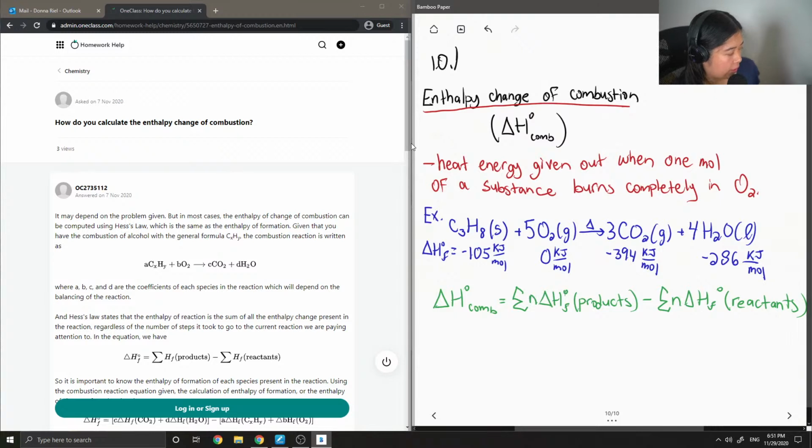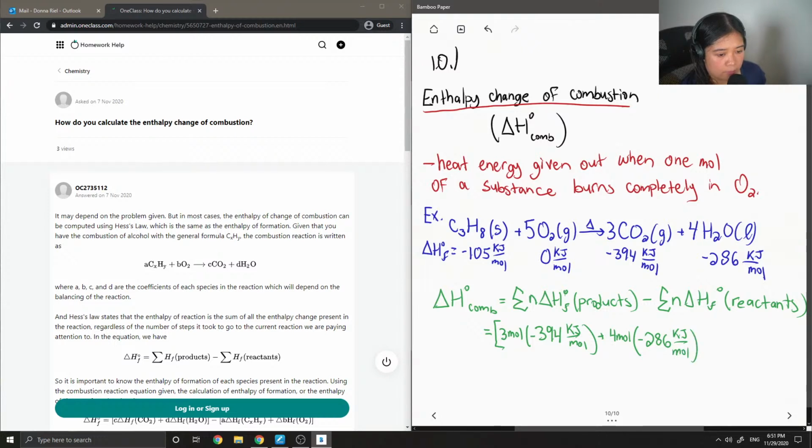Okay, so I'm going to write down all the values so that we can see what this would look like if we were to plug in all of our values. So first, for our products, it's going to be 3 moles. So first, let's look at the CO2. So 3 moles times negative 394 kilojoules per mole. Next, this is going to be added to 4 moles times the negative 286 kilojoules per mole from the water. Okay, so those are all of our products.